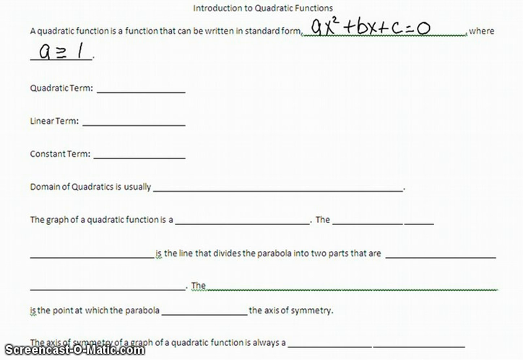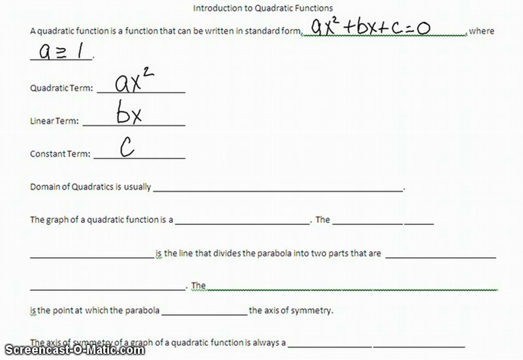So the quadratic term is the first one, ax squared, the one with the squared power. The linear term is the middle term, bx. We have an exponent of 1, and the constant is the number hanging at the end without a variable.